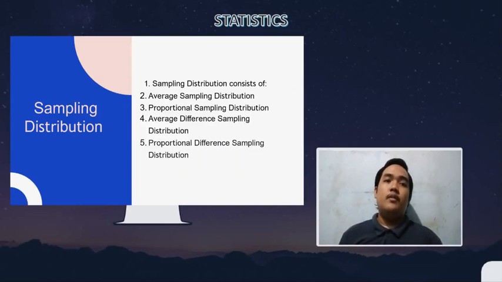Sampling distribution. Sampling distribution is a collection of similar statistical values that are arranged in a list so that they present the relationship between statistical value and statistical frequency. Sampling distribution consists of average sampling distribution, proportional sampling distribution, average difference sampling distribution, and proportional difference sampling distribution.